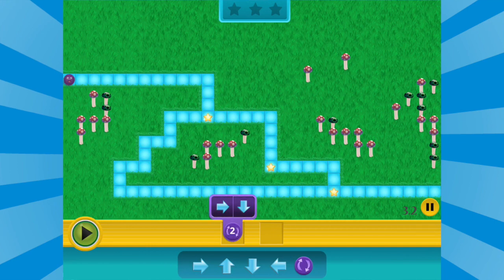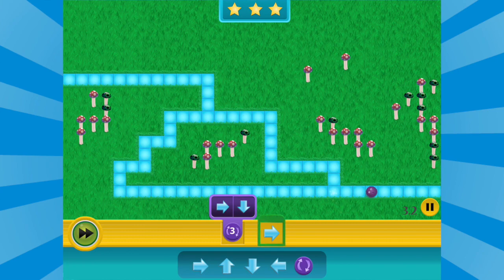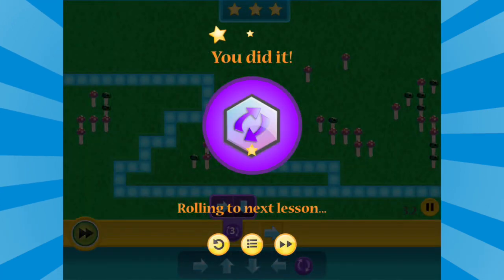In Kodable's on-screen independent practice lessons, students will identify where the code repeats and practice applying a set number of loops. In this example level, the same set of commands are used 3 times in a row. Down, right, down, right, down, right. Instead of writing these commands 3 times, we use a loop and only have to write it once.